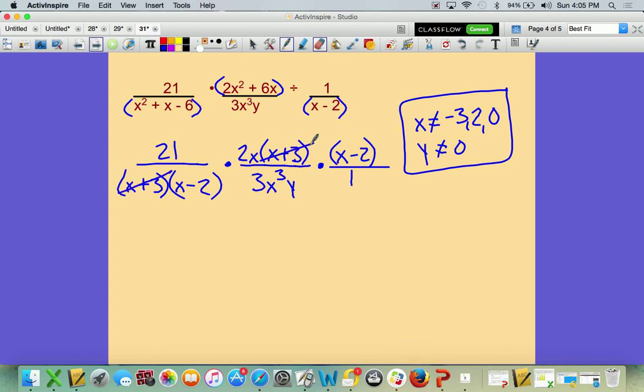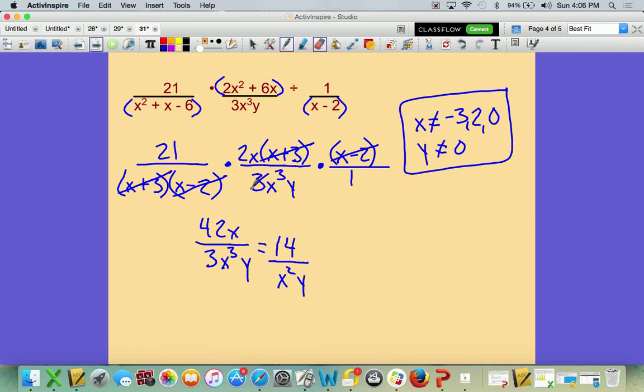X plus 3, x minus 2, x minus 2. From here, you could do one of two things. You could try and stay organized, so multiply these together. And then 42 divided by 3 is 14. 1x on top, 3 on bottom, so that means we've got an x squared on the bottom with a y.